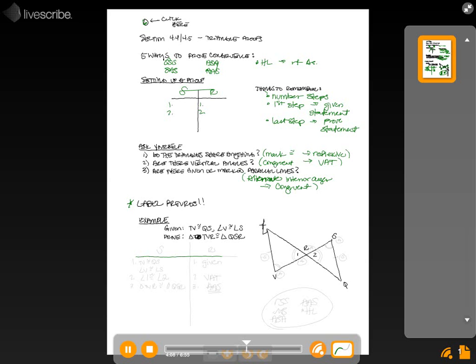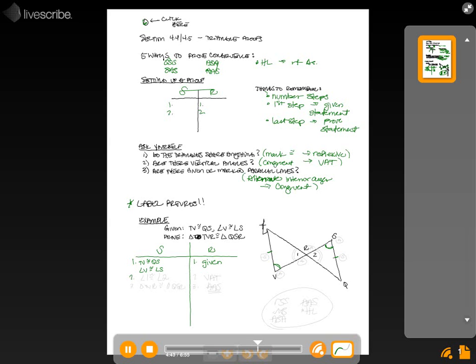Let's set up our proof. Two columns, a statement column and a reason column. Remember that first statement should always be the given, so we're going to copy it down. TV is congruent to QS, and angle V is congruent to angle S. The reason is given, because it's given to you. So let's mark it. TV and QS, angle V and angle S are congruent.